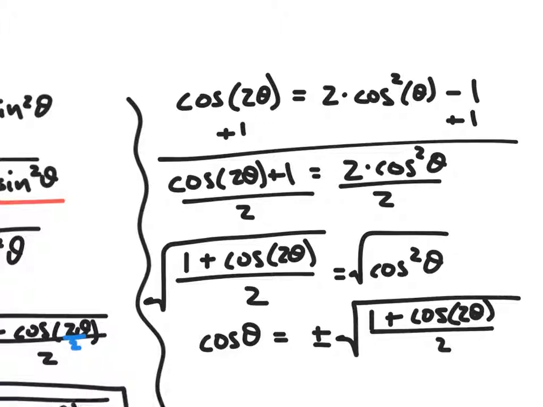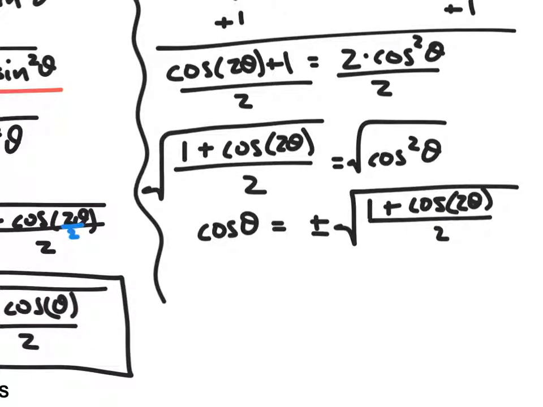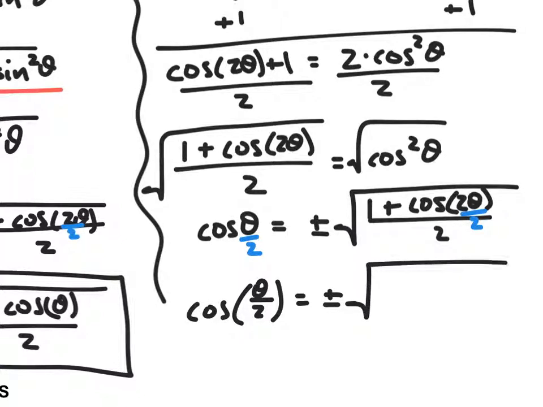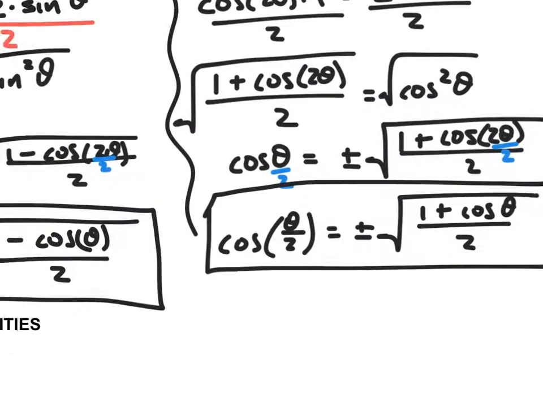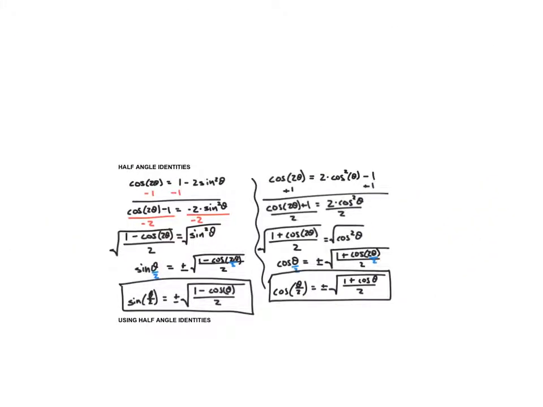All right. And then what I can do here, again, is divide this angle in half. And therefore, that angle would be divided in half. And so we would then get cosine of theta over 2, half that angle, is equal to plus or minus the square root of (1 plus cosine of theta) over 2. Okay, so that's my half angle for cosine.